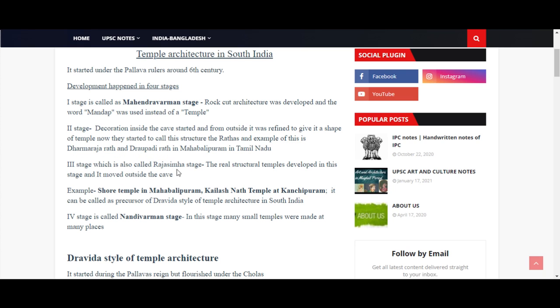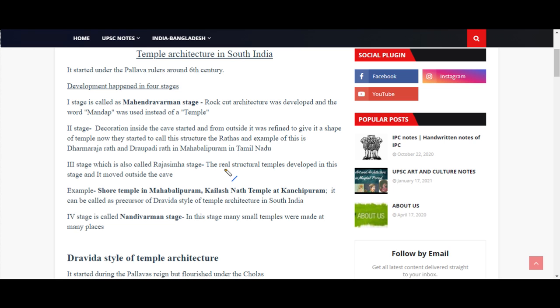Now moving ahead, the third stage is also called the Rajasimha stage. You might be wondering why these names, Mahendravarman and Rajasimha, are given. These names are given on the basis of under whose rule the temple construction development occurred. The first stage occurred under Mahendravarman's rule, the third stage under Rajasimha's rule, and the fourth stage, we will see, happened under Nandivarman's reign. We come back to the third stage.